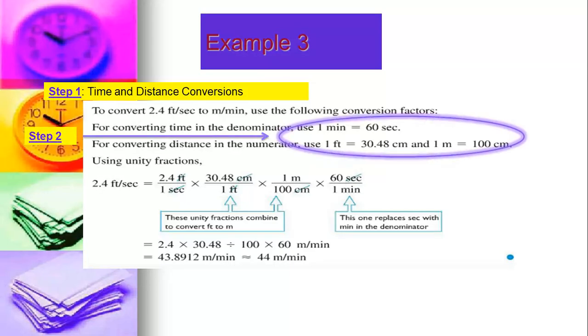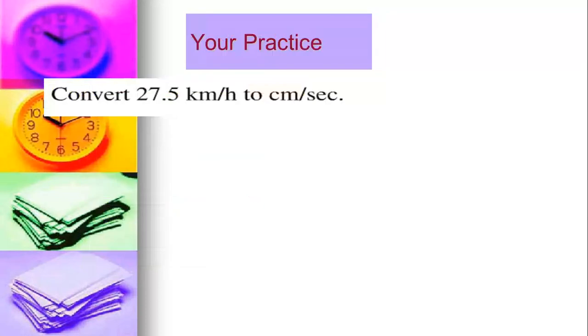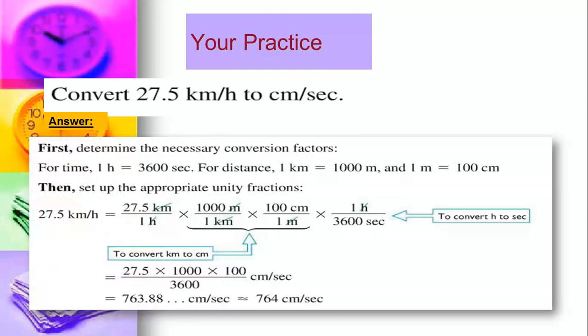Okay? So for the next example, convert 27.5 kilometer per hour to centimeter per second. So, ito, dalawa ulit siya, no? Kasi nga, bali, kilometer to meter and then yung meter to centimeter. So, dalawa din yung ilalagay natin dyan, di ba?